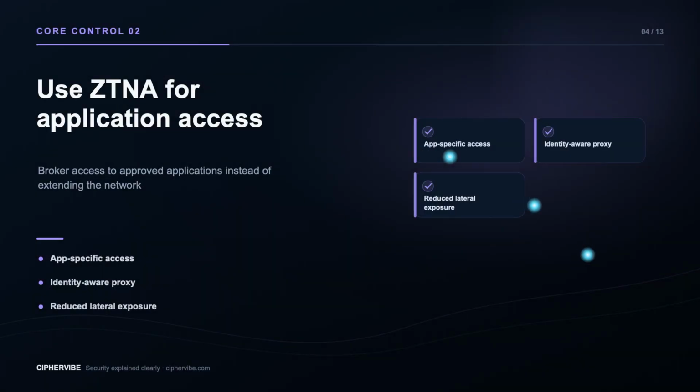The second building block is use ZTNA for application access. Zero Trust network access brokers an authenticated, authorized path to a specific application or service. It can reduce lateral movement compared with broad remote network access, but it still needs accurate identity, application inventory, policy ownership, and visibility into denied decisions.